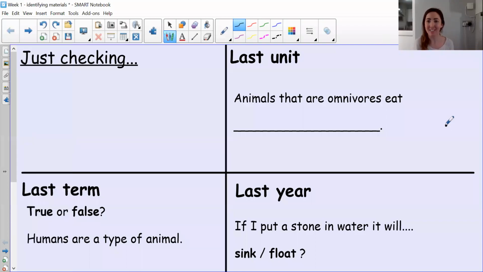Year 1, welcome to this week's science lesson. So this term we are starting a new topic on identifying materials.